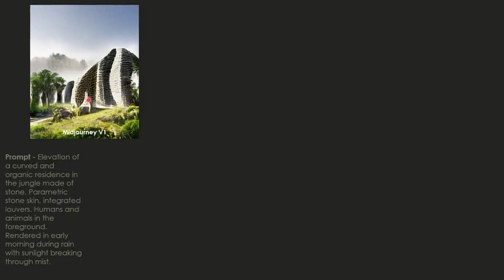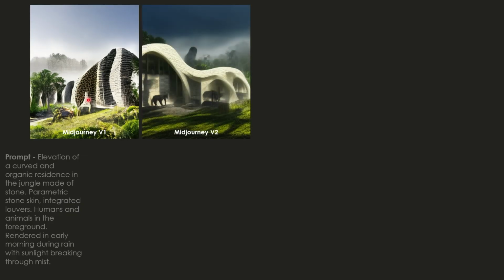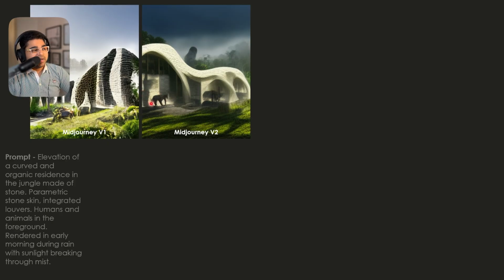I don't see the louvers, but it's fine. It was V1. We went from here to here. Now I see this vague looking animal. I see some kind of a white structure. It's fine. There is mist in the background, which is really nice.